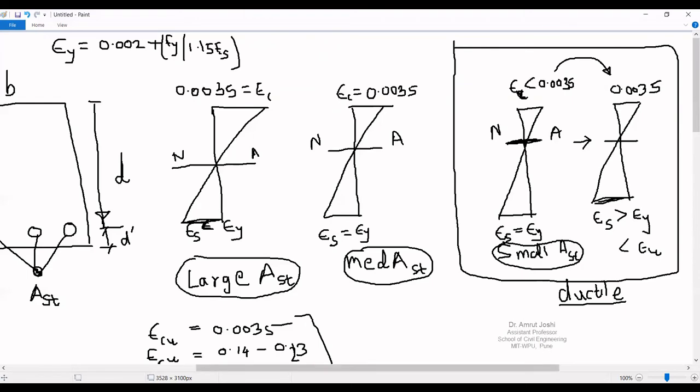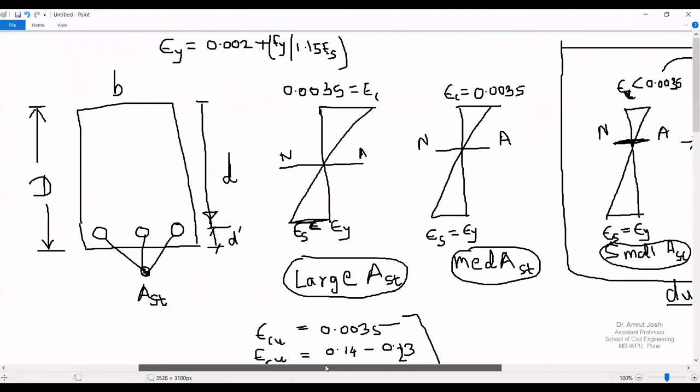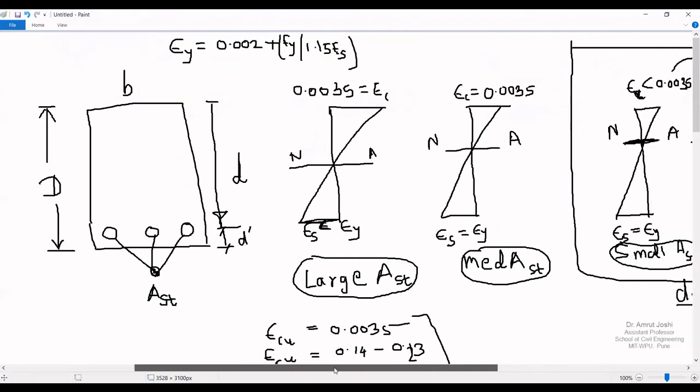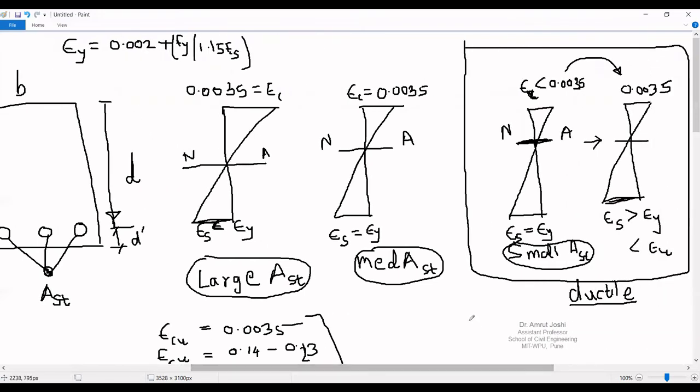So now let us define these three types of beams, or these three types of sections. The first section, where you are providing large AST, where the concrete reaches its crushing strain prior to steel reaching its yield strain, is called an over reinforced section.